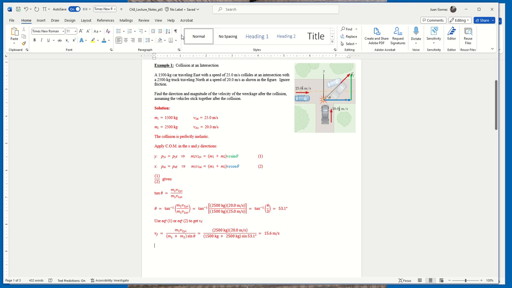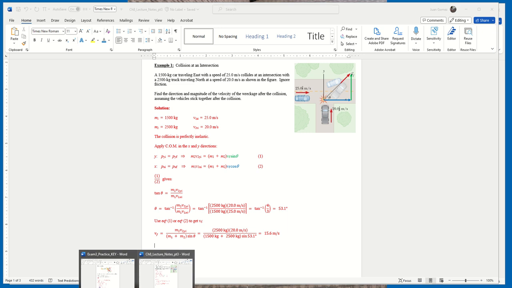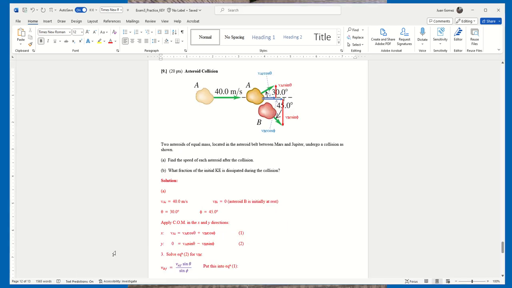Now another one. Let's check the time here. Okay. Now let's look at a very similar problem from one of the practice tests. And here's an asteroid collision.